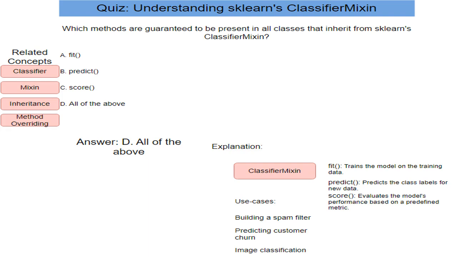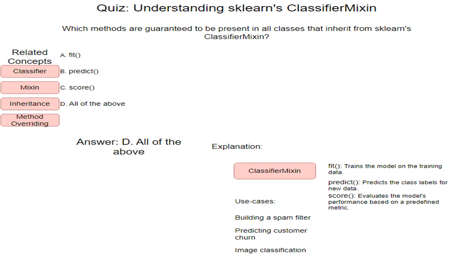It typically uses a predefined metric, e.g., accuracy, precision, recall, to assess how well the model generalizes to unseen data. True. Classifier mixin. All three methods, fit, predict, and score, are fundamental to the functionality of classifiers that inherit from the classifier mixin. These methods provide a standardized interface for training, predicting, and evaluating models. True. Classifier mixin. D. All of the above.